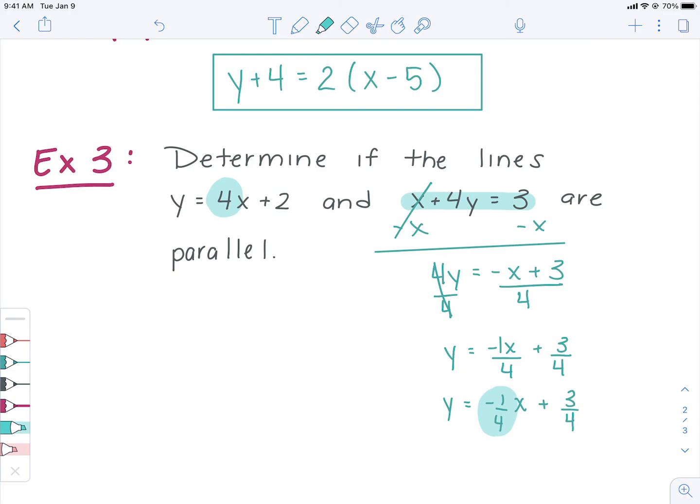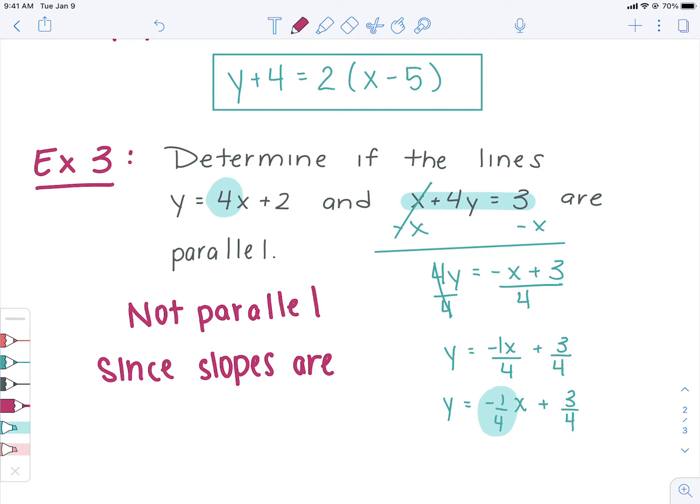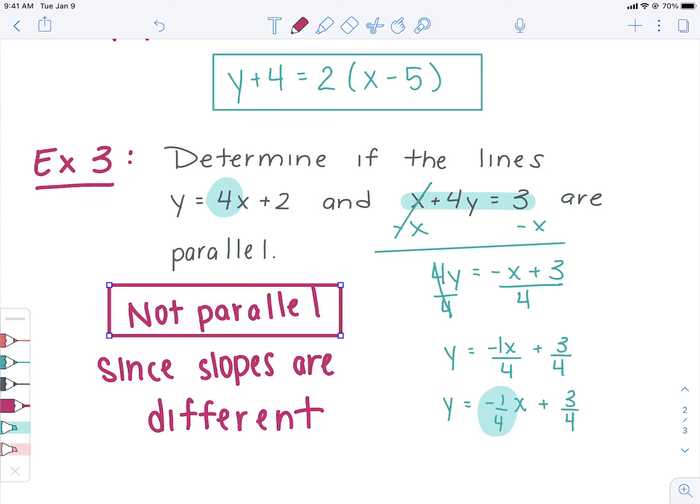Can I say they're parallel? No, they don't have the same slope. These lines are not parallel, since the slopes are different. So I think that's the trickiest type of equation because you have to rearrange it in order to figure out what the slope is.